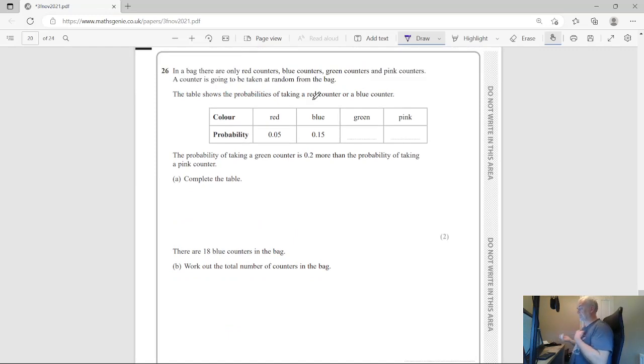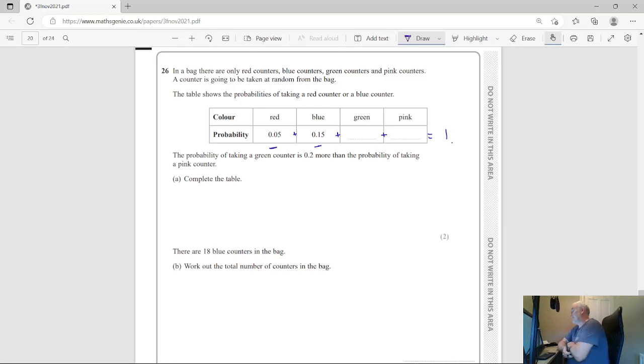Question 26. In a bag, there are only red counters, blue counters, green counters, and pink counters. A counter is going to be taken at random from the bag. The table shows the probabilities of taking a red counter or a blue counter. So we've got two things already filled in. Remember, all of these four things added together would equal one whole one. Probability is always out of 1.